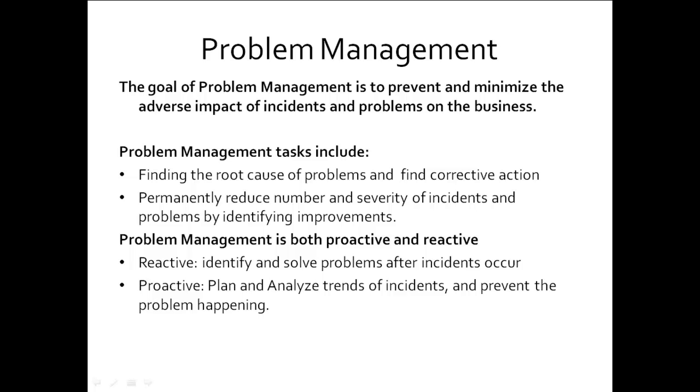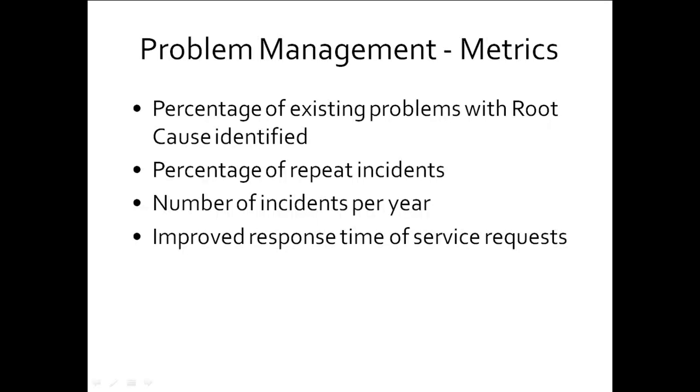An example of a reactive task in problem management would be to identify and solve the problems after incidents occur. A proactive activity in problem management would be to analyze the trends of incidents and try to prevent the incidents happening in the first place. There are several metrics that are used to evaluate the effectiveness of problem management.